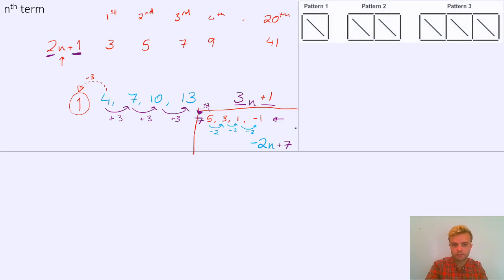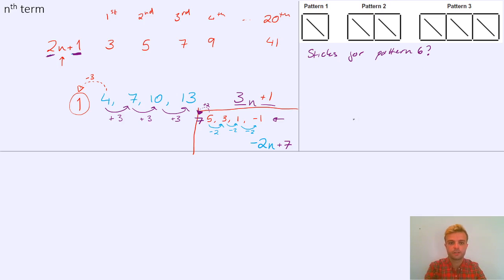But sometimes these questions can look a bit different. Here are 3 patterns made of matchsticks. I actually snipped this from an exam question, and I believe the exam question was asking how many sticks are used for pattern 6. So we want to know sticks for pattern 6, question mark? And this is an nth term question, even though it's kind of hidden.